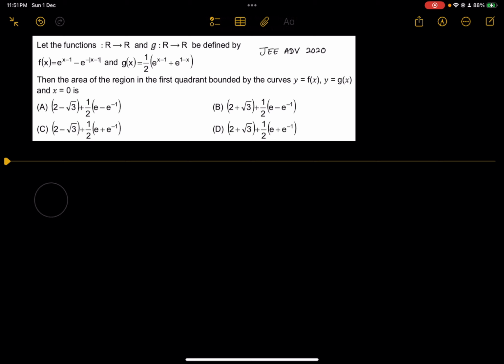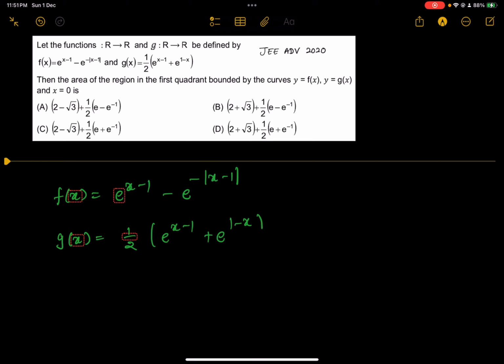So we have two functions given. f of x is equal to e to the power x minus 1 minus e to the power minus mod x minus 1, and there is another function g of x is equal to half into e to the power x minus 1 plus e to the power 1 minus x. Fine. Then the area of the region in the first quadrant bounded by the curves.